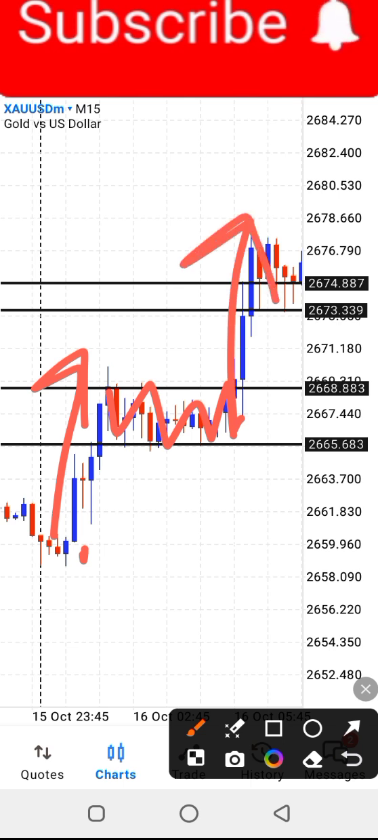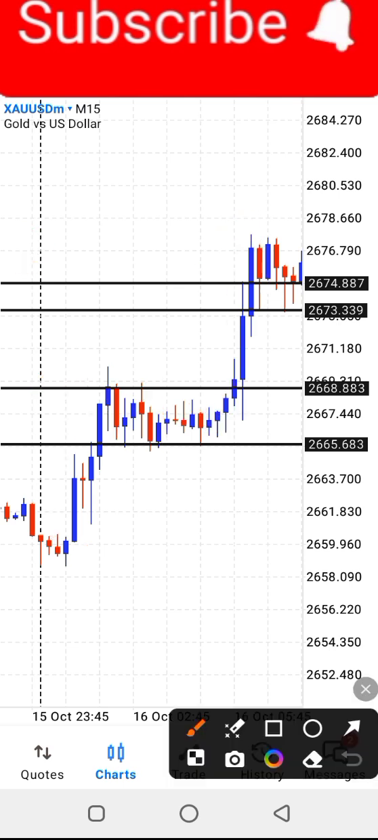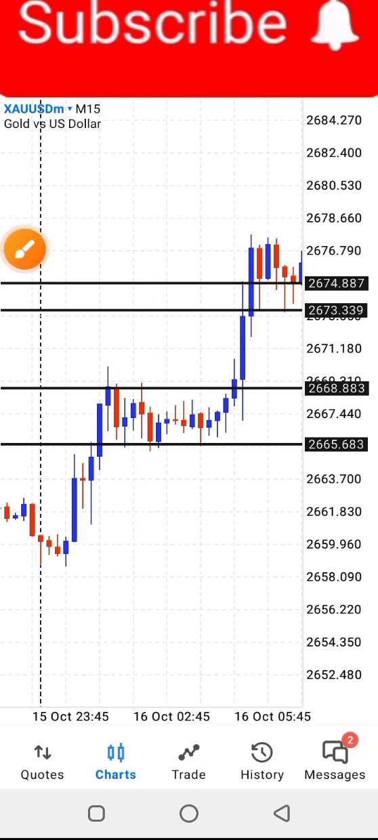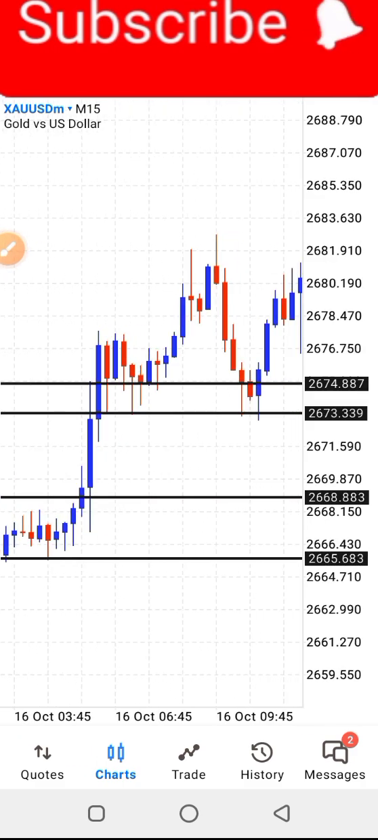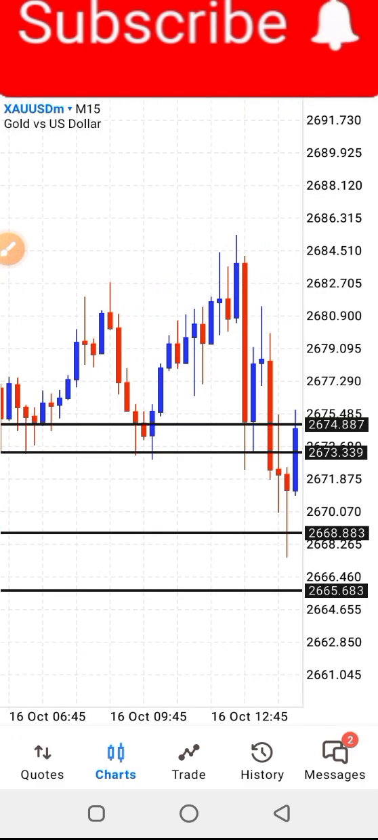Okay, so I'll simply get 2 horizontal lines, which are these lines that I've gotten, this and this. So I place 2 horizontal lines there. Then I'll simply wait for price to do what? To play back into that zone. Then you see what is going to happen. So let's see. Price is still playing around.